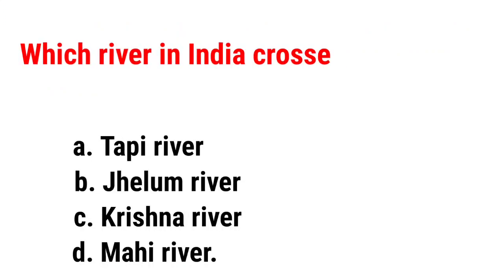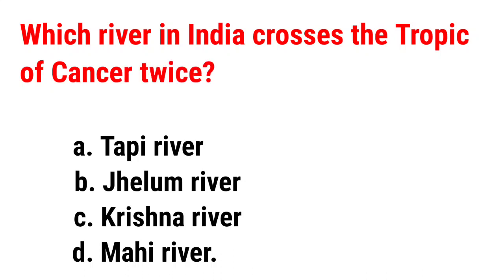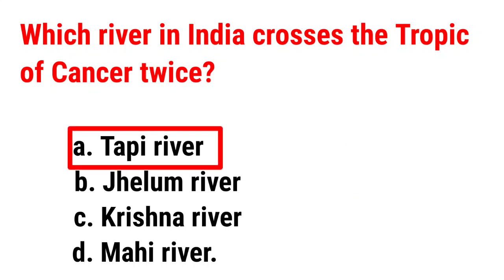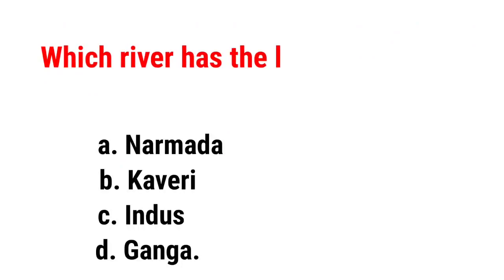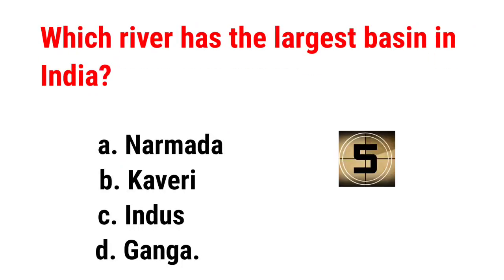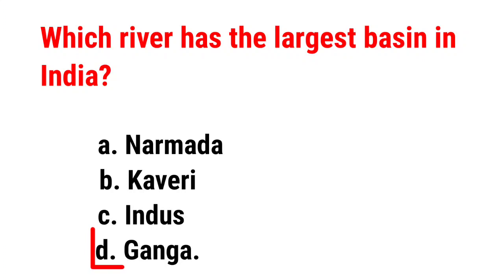Which river in India crosses the Tropic of Cancer twice? Correct answer is Tapi River. Which river has the largest basin in India? Correct answer is Ganga.